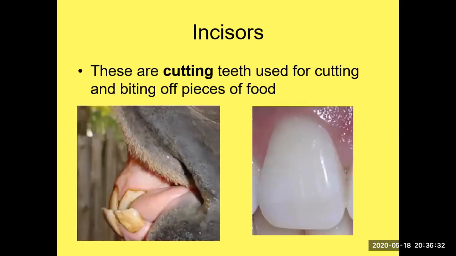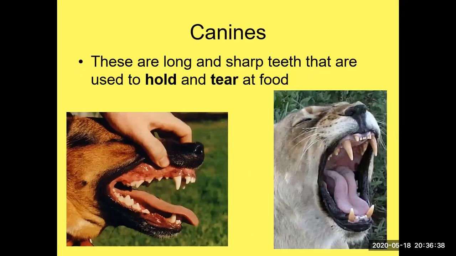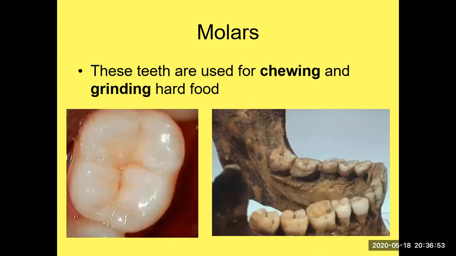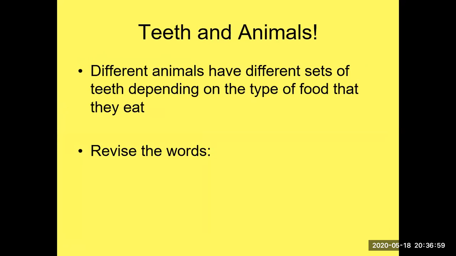The incisors. These are cutting teeth used for cutting and biting off pieces of food. The canines. These are long and sharp teeth that are used to hold and tear at food. Premolars. These teeth are used to crush and grind soft food. Molars. These teeth are used for chewing and grinding hard food.